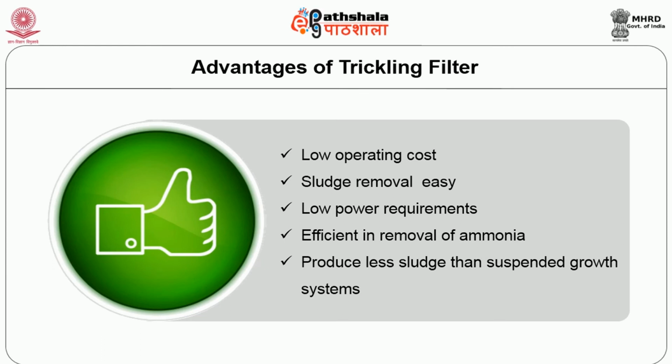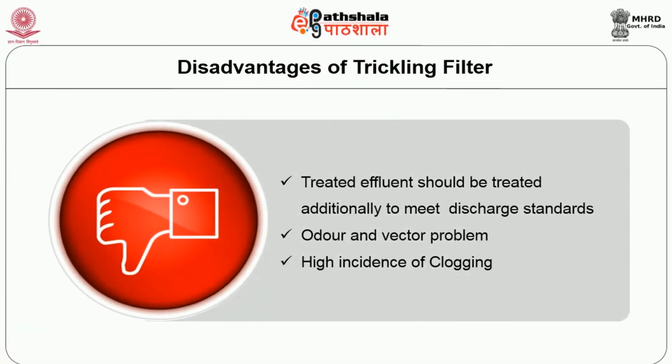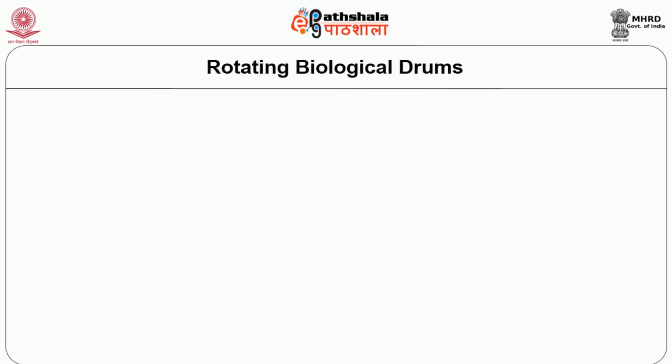the suspended growth systems. And the disadvantages are that if we go for a trickling filter treatment, the effluent cannot be discharged as such. It has to be taken for some additional treatments to meet the discharge standards. Along with that, it also encounters odor and vector problems and also a high incidence of clogging. So with this we come to the end of trickling filters.